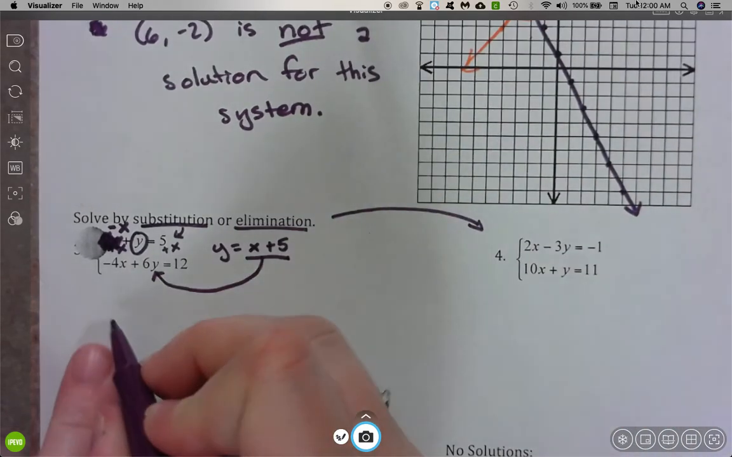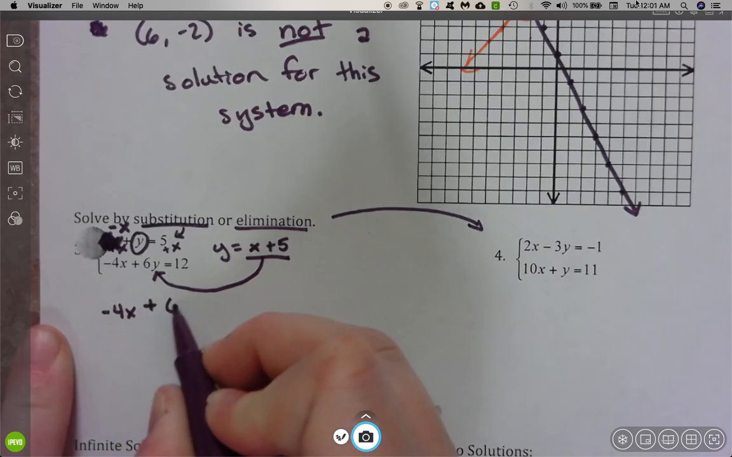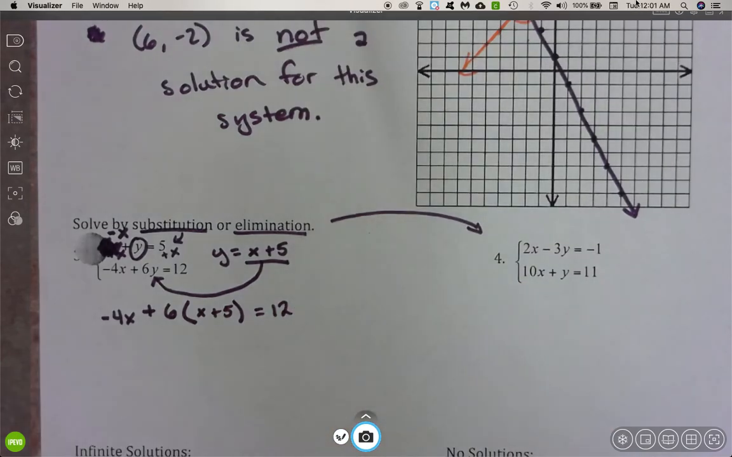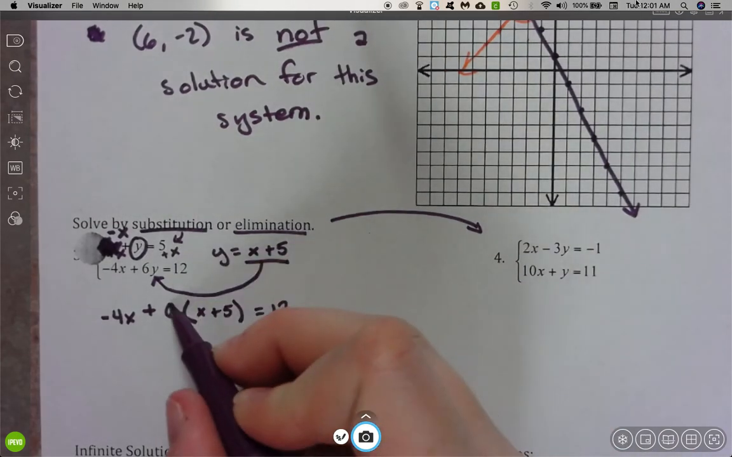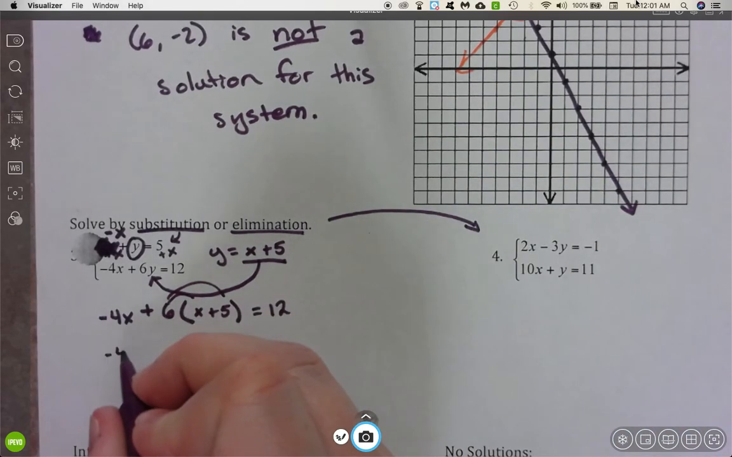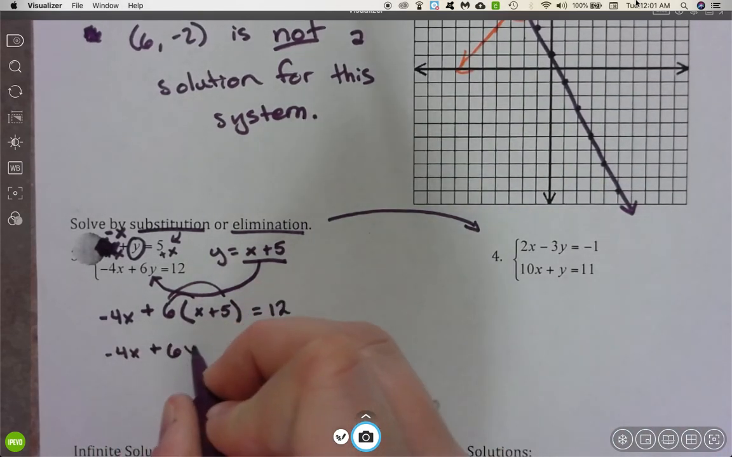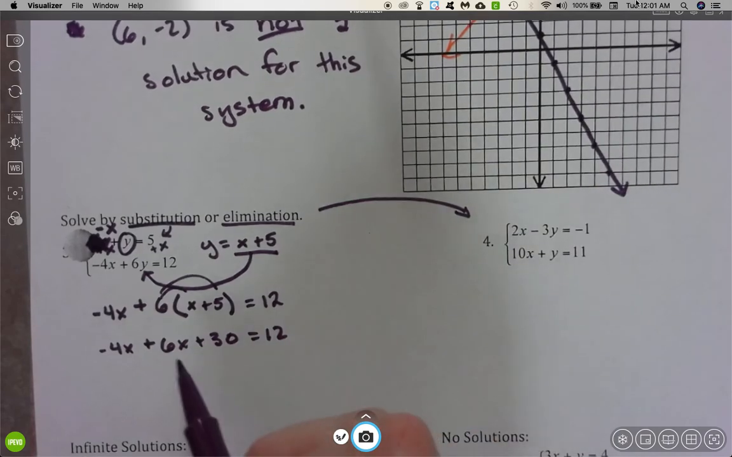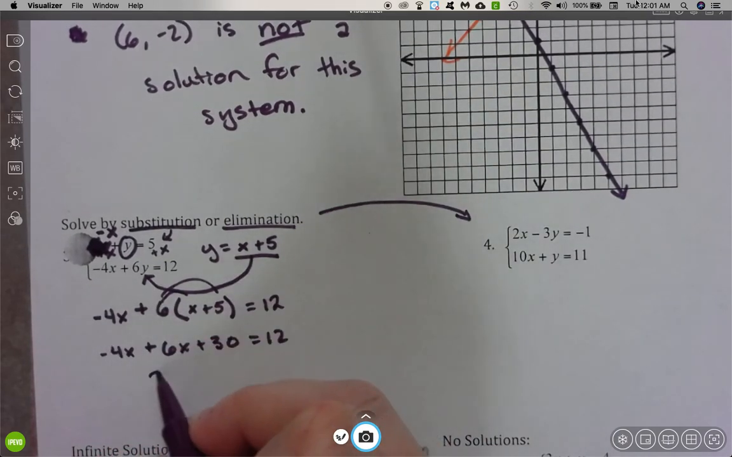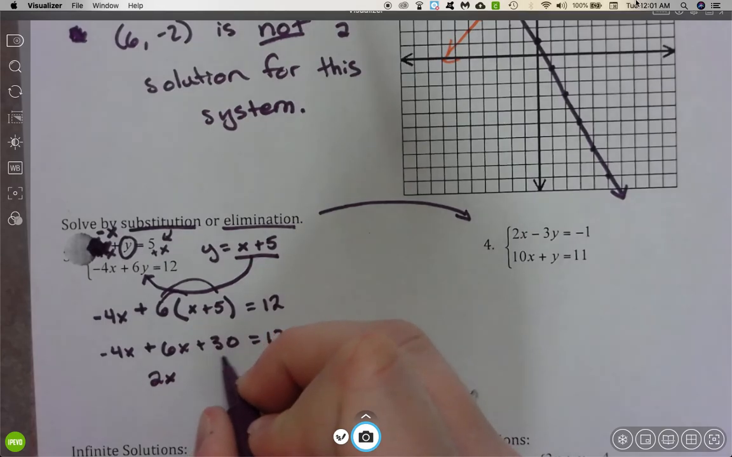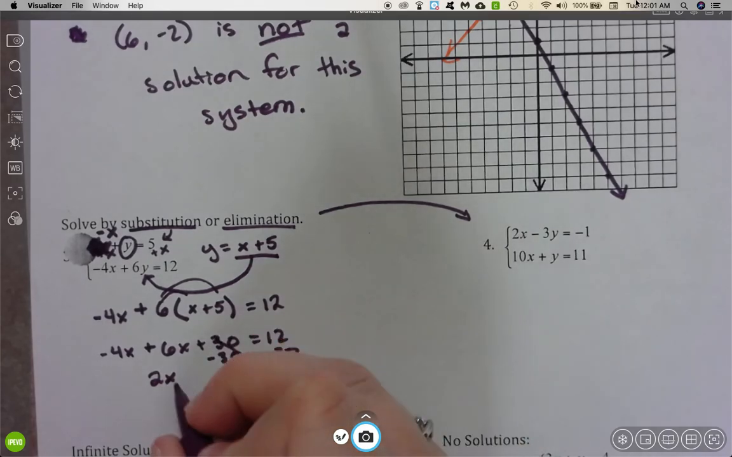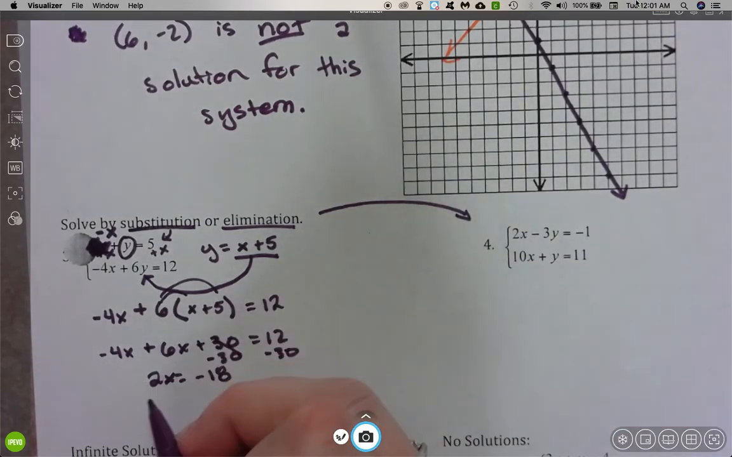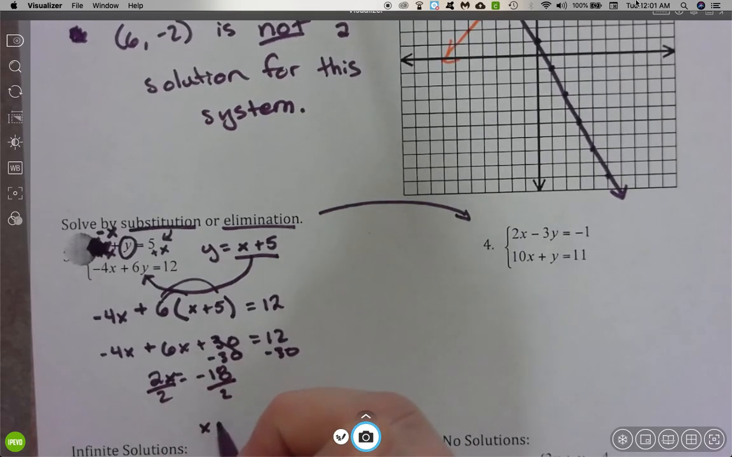Okay, so I have negative 4x plus 6 times y, which I'm going to put x plus 5 in for, equals 12. Okay, and then next I distribute that 6 through, so I have negative 4x plus 6x plus 30 equals 12. Then I'm going to combine like terms. So negative 4x plus 6x is 2x. And I'm going to subtract this 30 to the other side, which is going to give me negative 18. 12 minus 30, negative 18, yes. If I divide by 2, x is going to be negative 9, all right?